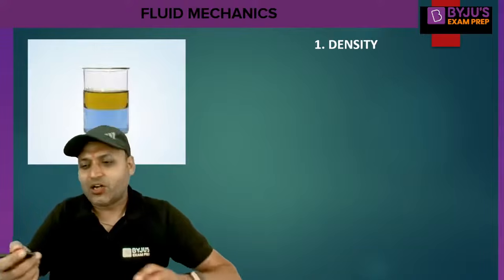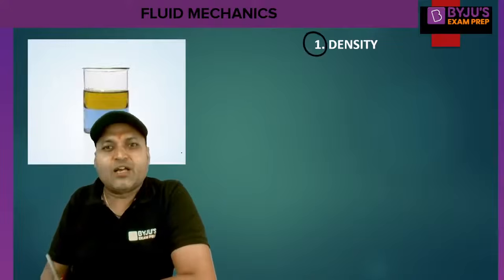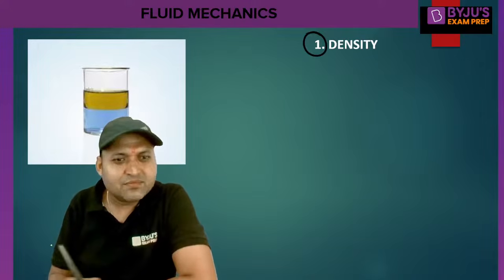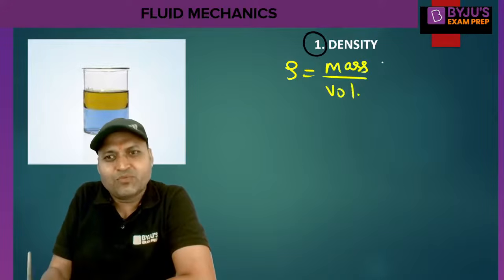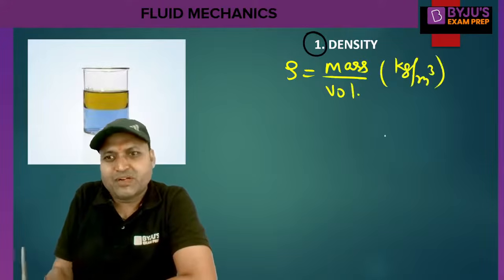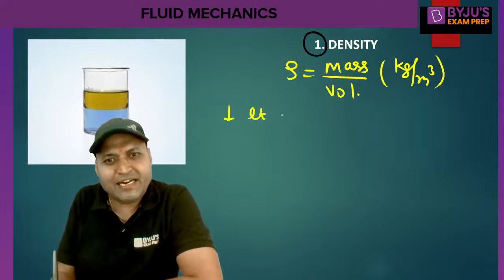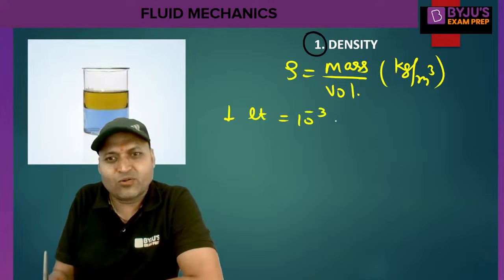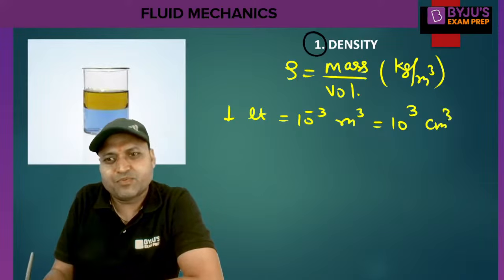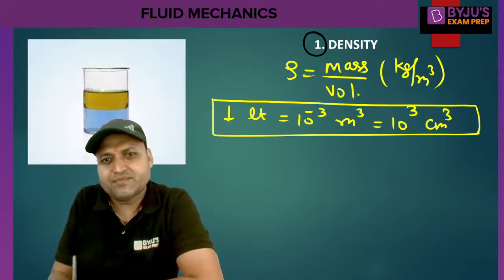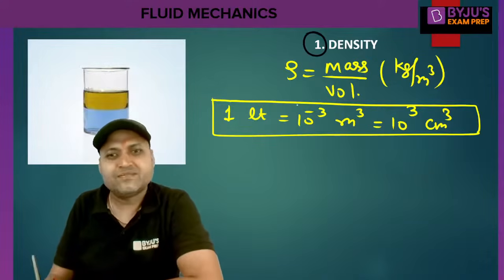Liquid and gas constitute the fluid. The properties of the fluid include the density. What is density of the fluid? Density, denoted by rho, is mass upon volume, mass per unit volume. The standard unit is kg per meter cube. Volume can also be written in terms of liter. 1 liter is equal to 10 to the power minus 3 meter cube or 10 to the power 3 centimeter cube. That is the conversion. You should know how to convert liter into meter cube or vice versa.